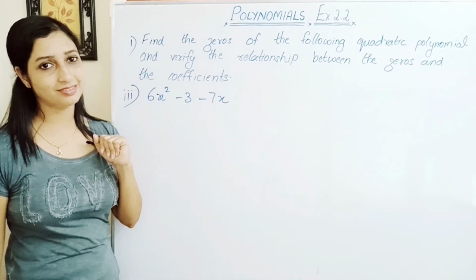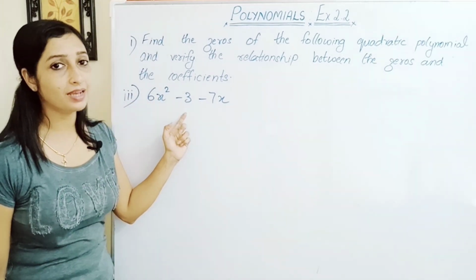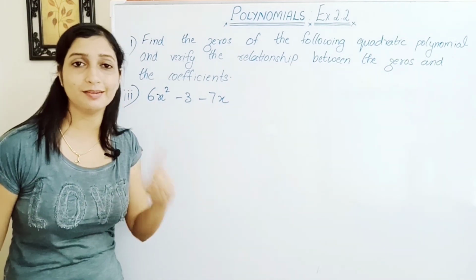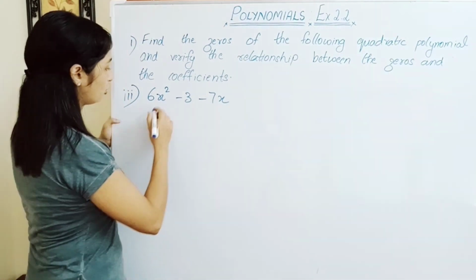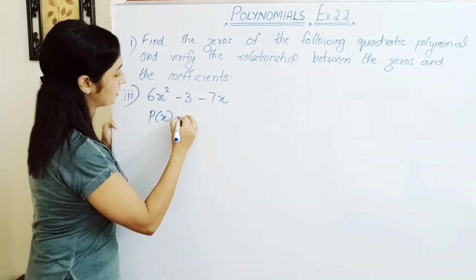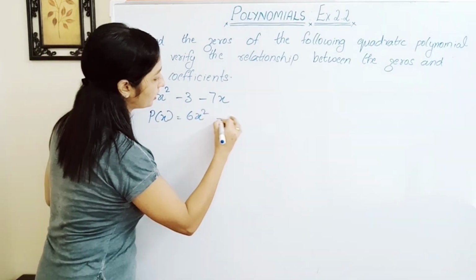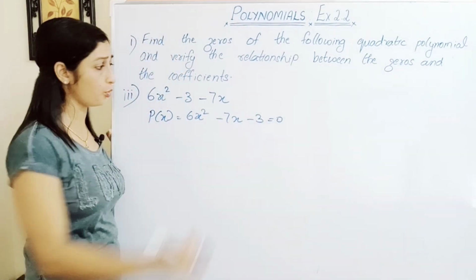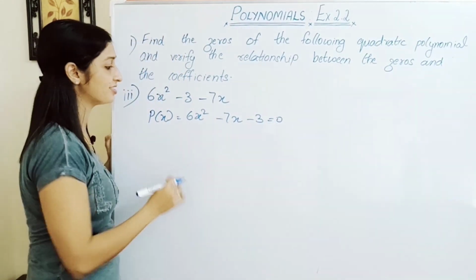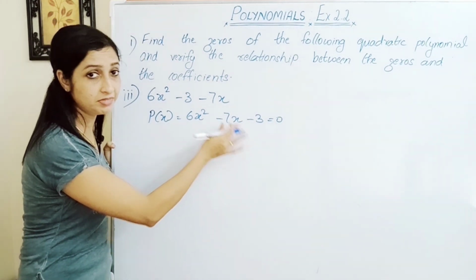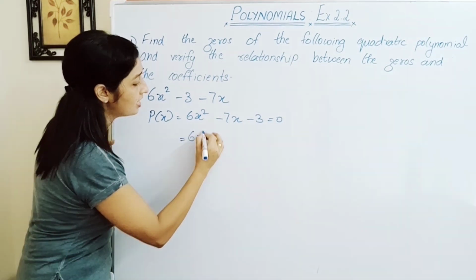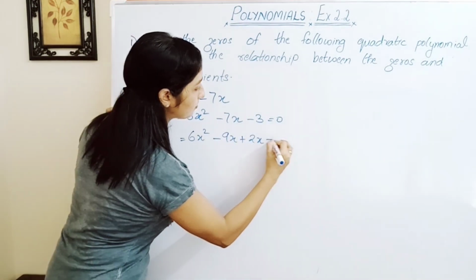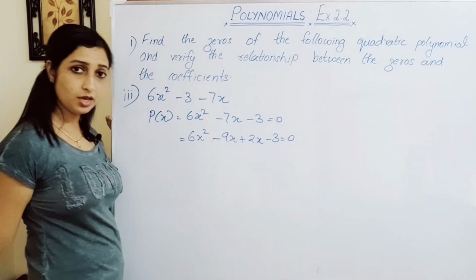So this is part 3, which is 6x square minus 3 minus 7x. So what is the first step? We equate the given polynomial to 0. So we can write this as p of x is equal to 6x square minus 7x minus 3 is equal to 0. I have rearranged the polynomial. So now how can we split the middle term? This can be written as 6x square minus 9x plus 2x minus 3 is equal to 0.